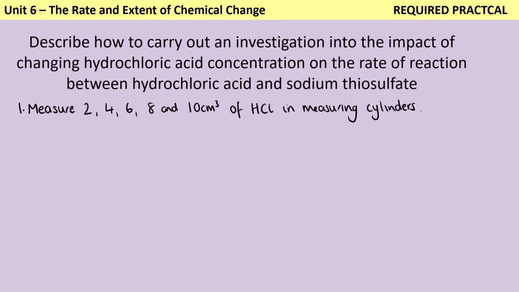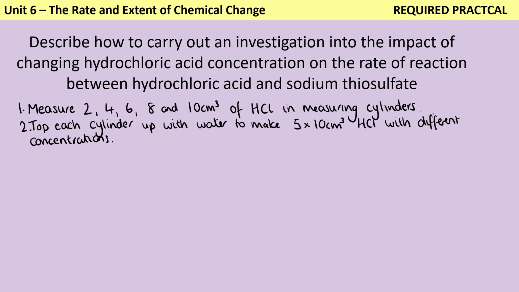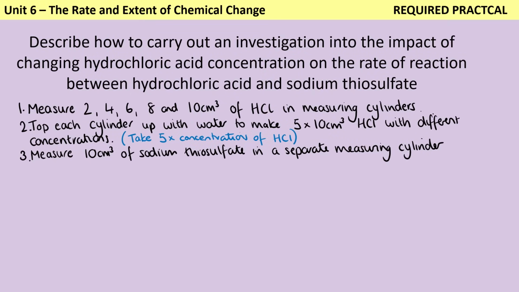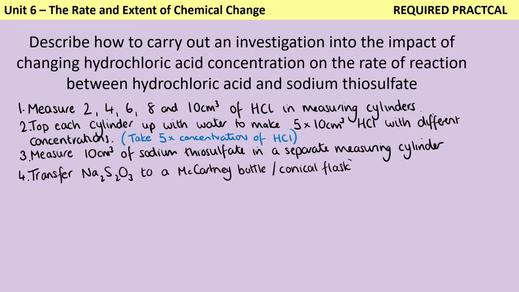So this time I'm going to describe how I would take my different volumes of hydrochloric acid and top them up with water. I could also say that I would take 5 different concentrations of hydrochloric acid, depending on the exact style of the question. Then I'm going to talk about how I would use a separate measuring cylinder to measure out my sodium thiosulfate, because I don't want the reaction to start in the measuring cylinder because those chemicals are effectively mixing.